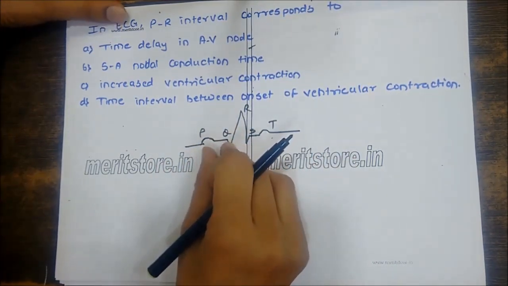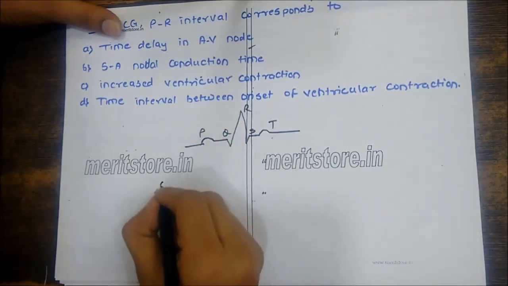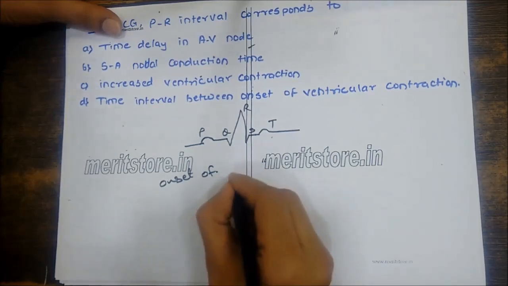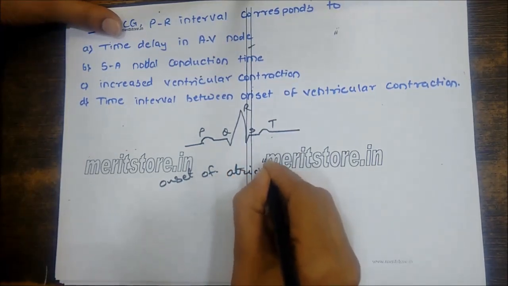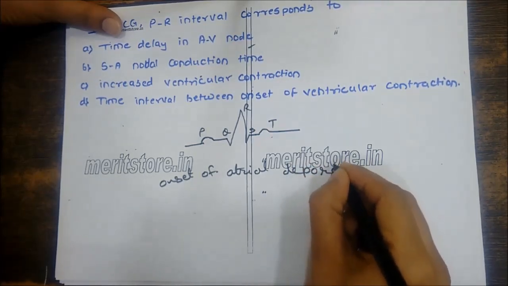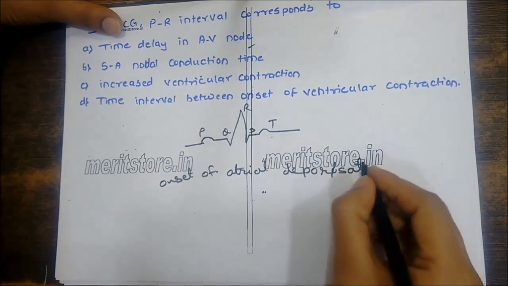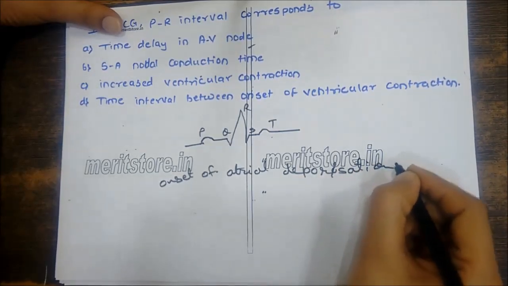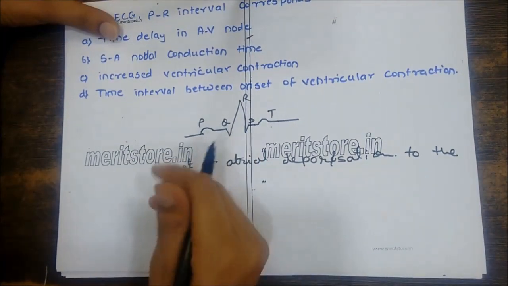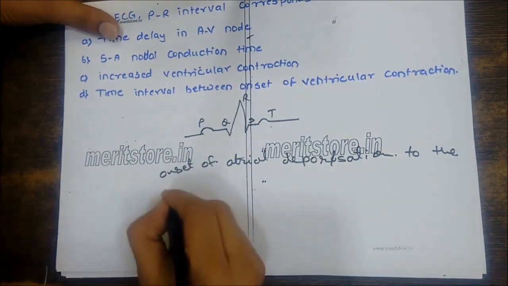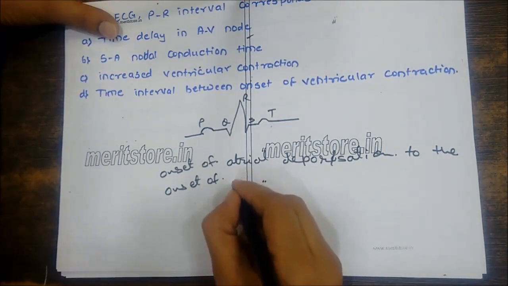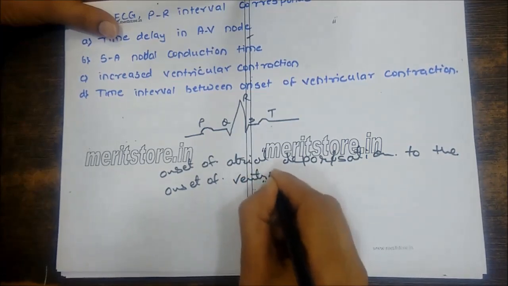It corresponds to the time lag from the onset of atrial depolarization, or contraction of the atria, to the onset of ventricular depolarization.